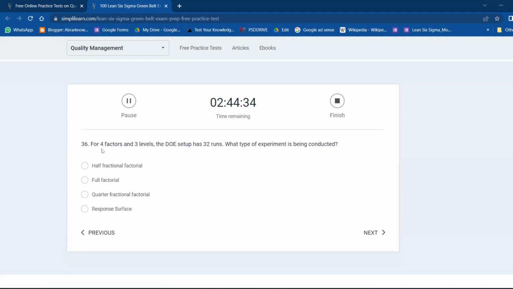36th one. For 4-factor and 3 level, the DOE setup has 32 runs, right? And 4, okay. What type of experiment is being conducted? That means half factorial.